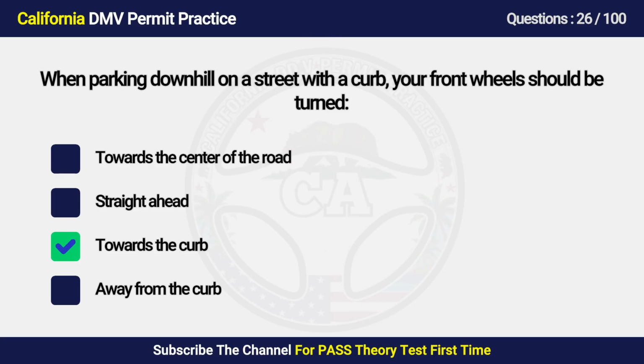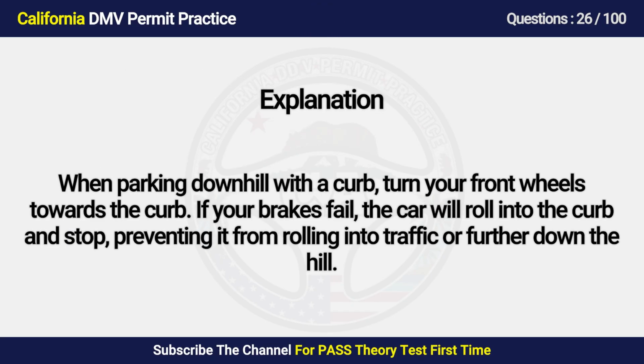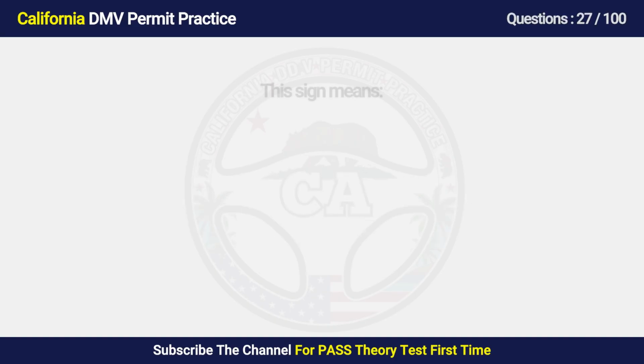Answer is C. The curb. When parking downhill with a curb, turn your front wheels towards the curb. If your brakes fail, the car will roll into the curb and stop, preventing it from rolling into traffic or further down the hill.